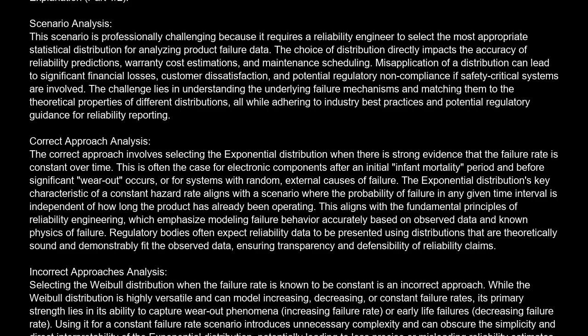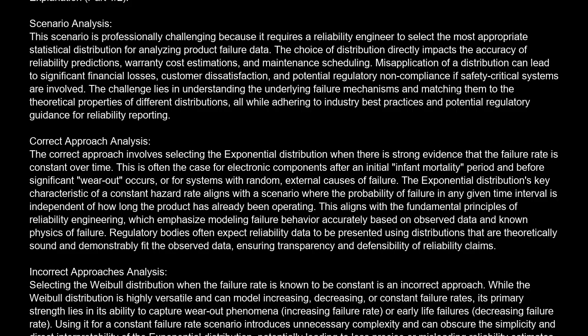Correct approach analysis. The correct approach involves selecting the exponential distribution when there is strong evidence that the failure rate is constant over time. This is often the case for electronic components after an initial infant mortality period and before significant wear-out occurs, or for systems with random, external causes of failure. The exponential distribution's key characteristic of a constant hazard rate aligns with a scenario where the probability of failure in any given time interval is independent of how long the product has already been operating.